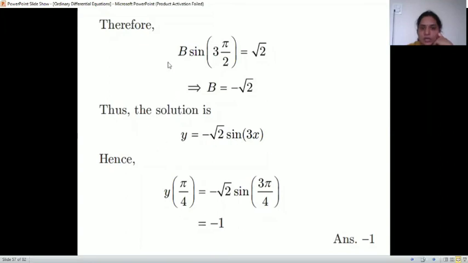Right? And we are asked at pi by 4. So we substitute x is pi by 4: minus root 2 into sin 3 pi by 4. We know the value is 1 by root 2. Root 2 gets cancelled, and your answer then is minus 1.